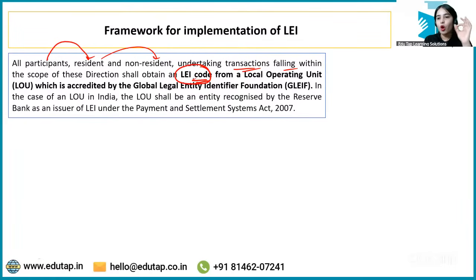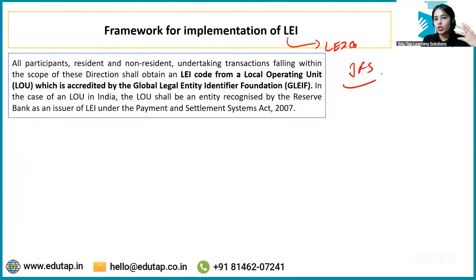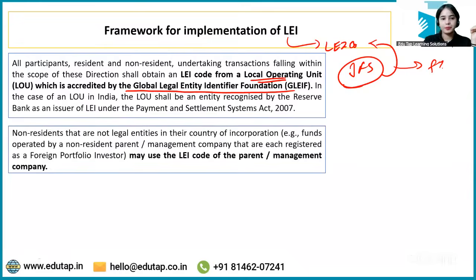An LEI code has to be obtained from a local operating unit, which is accredited by the Global Legal Entity Identifier Foundation. In case the LOU providing the LEI code is in India, it has to be recognized by the RBI under the Payments and Settlement Systems Act 2007. So as I've told you, there is an entity that is providing the LEI code. So if Geo Financial Services wants to have an LEI code to do financial transactions, it basically has to take the LEI code from the local operating unit, which is accredited by the Global Legal Entity Identifier Foundation.